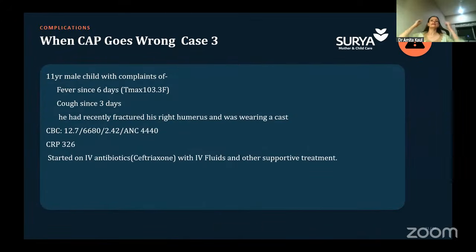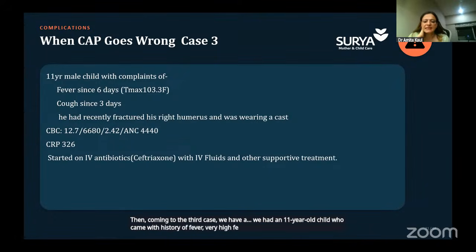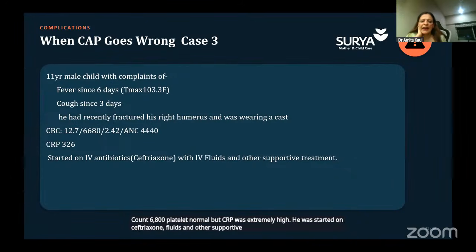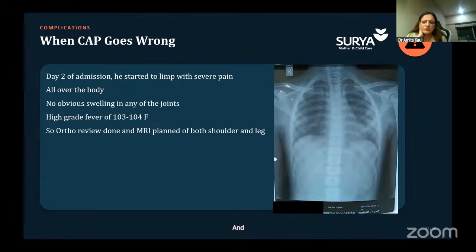Then coming to the third case, we had an 11-year-old child who came with a history of very high fever for 6 days. He was coughing. He recently had a fracture of his right humerus and was wearing a cast. His counts were relatively normal: hemoglobin was 12.7, count 6,800, platelets normal, but CRP was extremely high. He was started on ceftriaxone, fluids, and other supportive care, and this was his x-ray, where you can see a small patch on the left side.